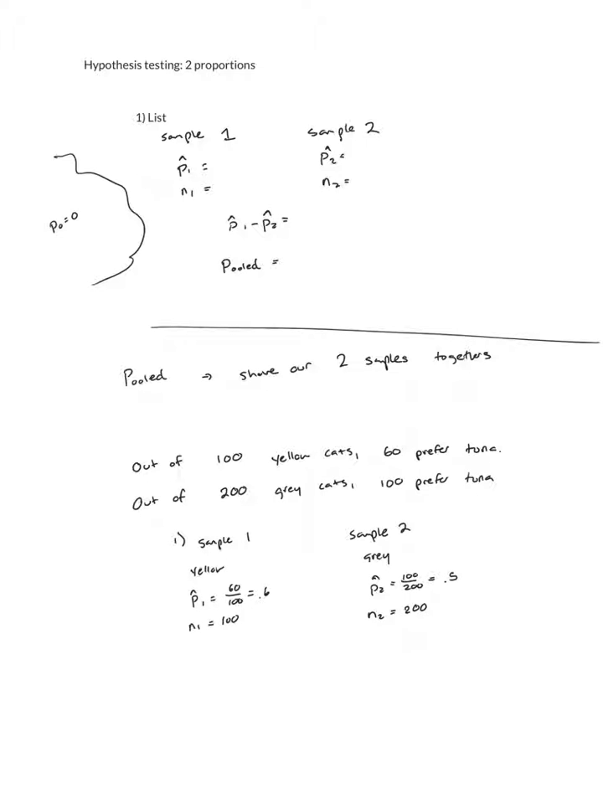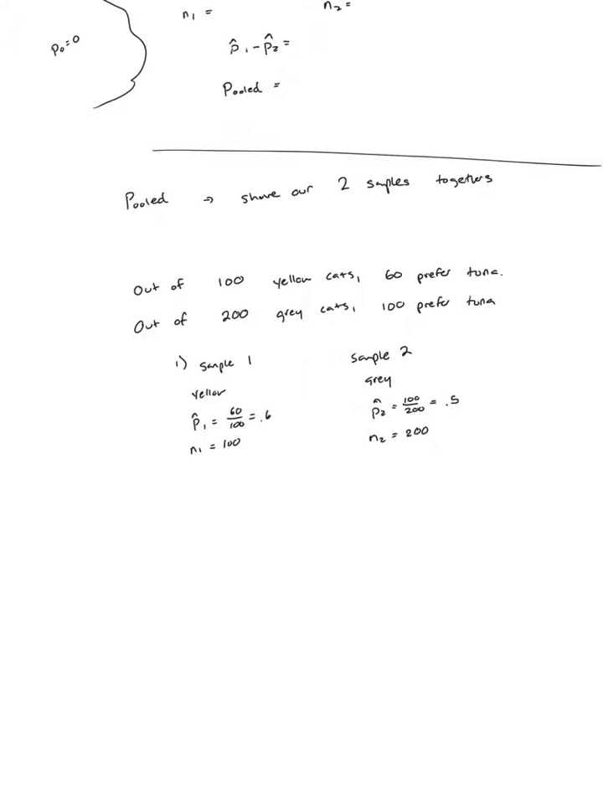I need to calculate the difference as well. So moving this up, P1 hat minus P2 hat, and that'll give me 0.1. This tells me there's a 10% difference between my samples. The final thing I need to do is find the pooled proportion.